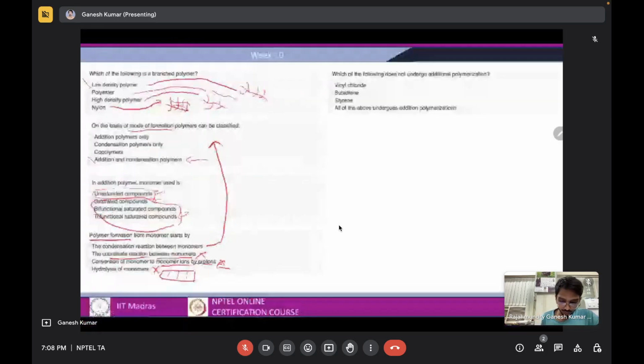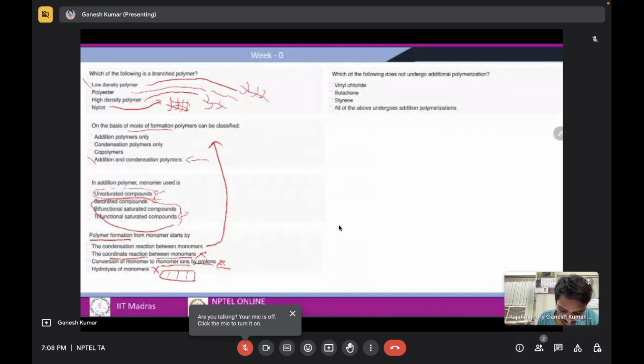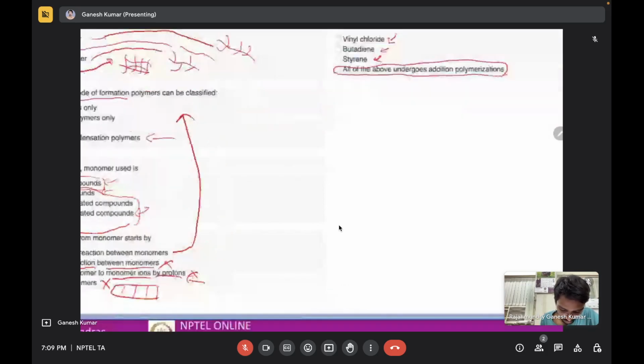Coming to the next question: which of the following does not undergo addition polymerization? The options are vinyl chloride, butadiene, or styrene. If you look into all these monomers, they will undergo addition polymerization, and so the right option would be all of the above, which undergo addition polymerization.